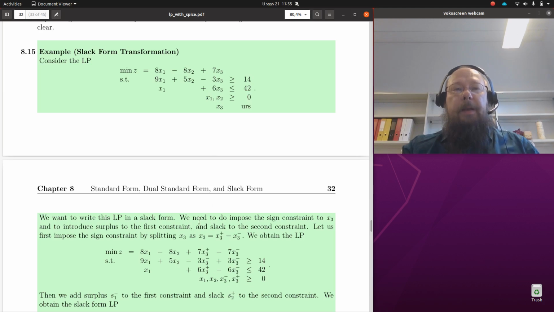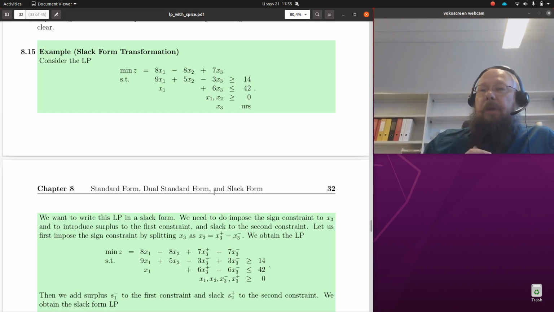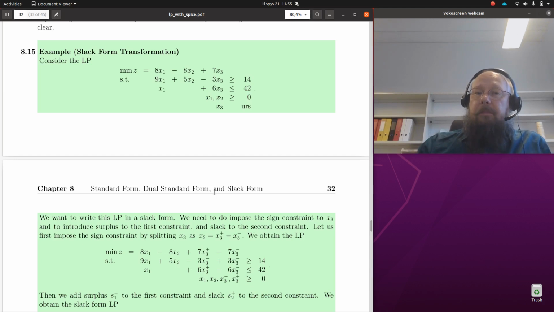And then finally, x1, x2, x3 minus and x3 plus are non-negative, and this additional anti-constraint is not there. That was the point. So what happened here? I simply imposed the sign constraints everywhere. Basically I split x3 into positive and negative part.